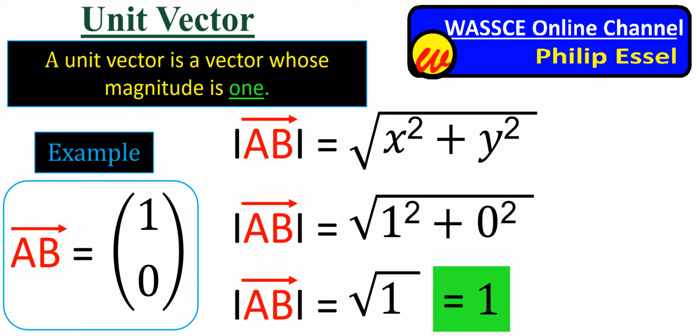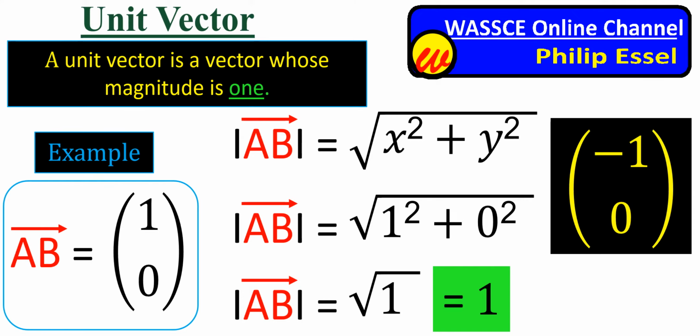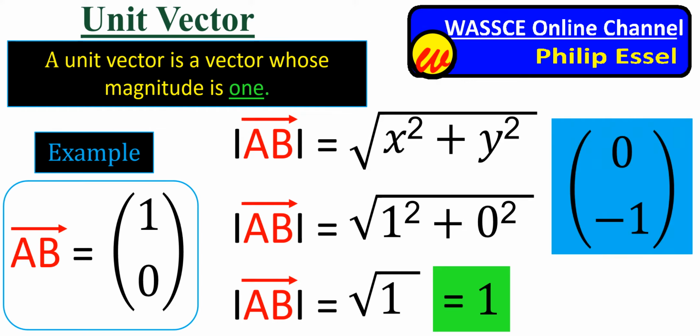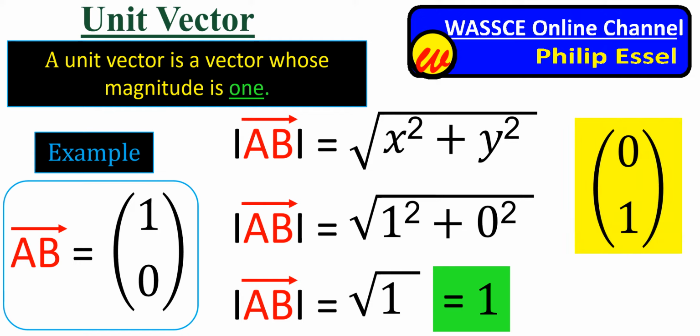Other examples of unit vectors are the vector -1, 0. You can confirm that by calculating its magnitude. Try that. Another example is 0, -1. Another example is the vector 0, 1. So now that we know what unit vectors are, let's move on to equality of vectors.